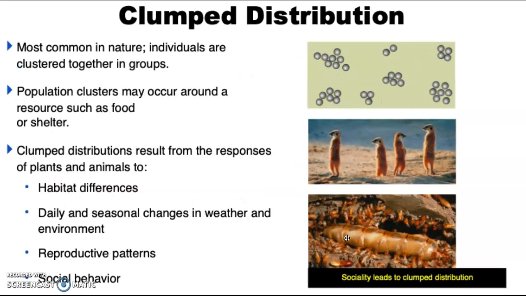And our last distribution is clumped. This is the most common distribution in nature. You've got groups of animals that are clustered together, or groups of plants. And this is typically going to be around a resource such as food, a water supply, could be a shelter. So it's going to occur because of habitat differences, could be seasonal or daily changes in weather, it could be their reproductive patterns, or it could be their social behavior.